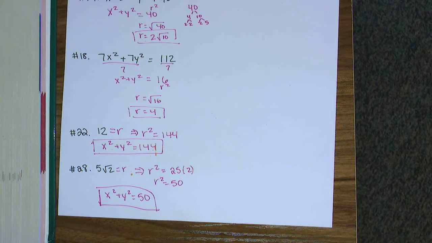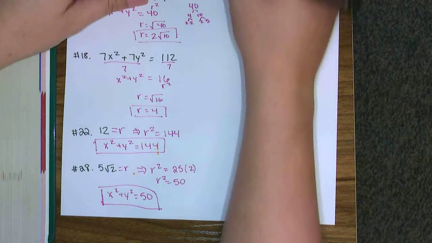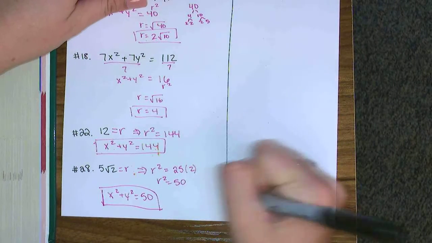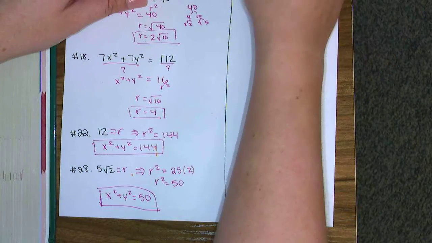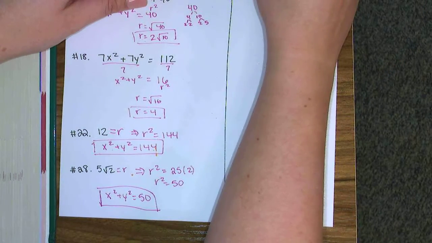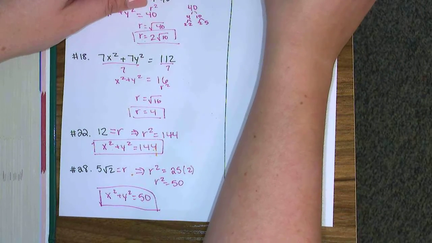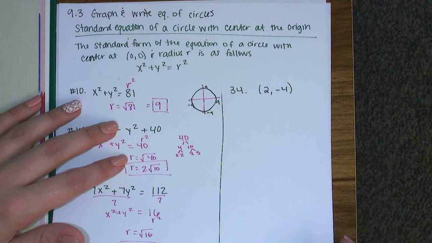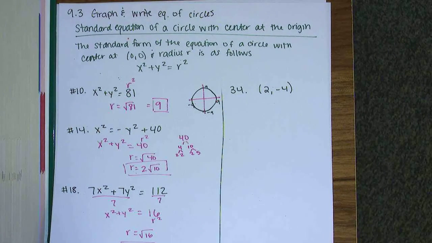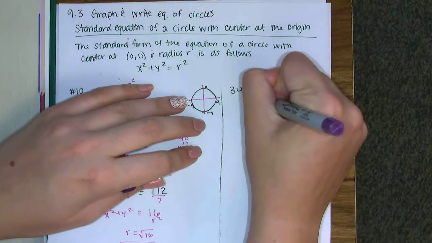On the next one, it says to write the standard form of the equation of a circle that passes through the given point and whose center is the origin. So with something like 34, we have the point 2, -4, and I know, oh, sorry guys, you can't see that. And I know that it passes through the origin. So I have this other point, 0, 0.